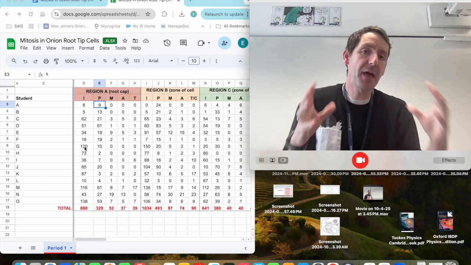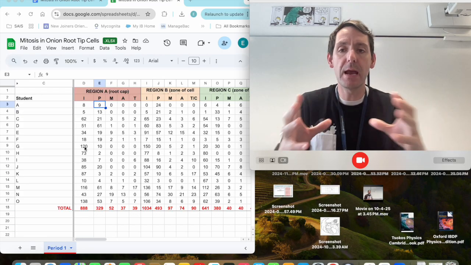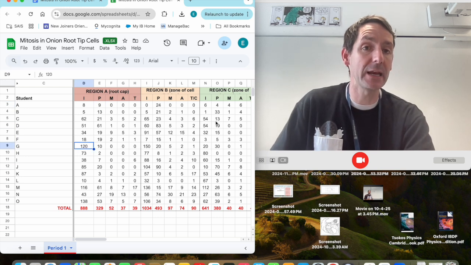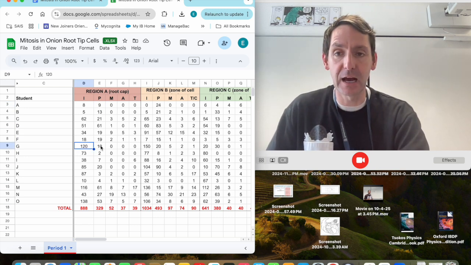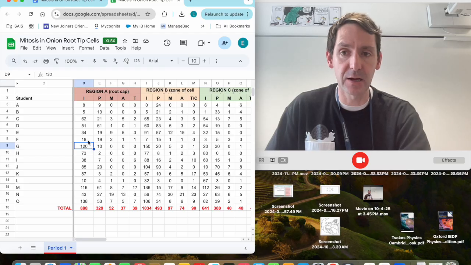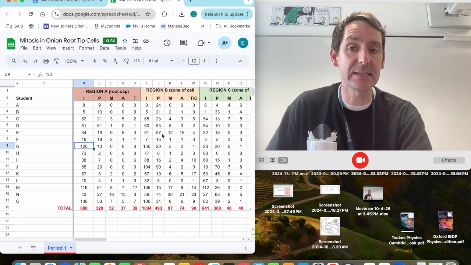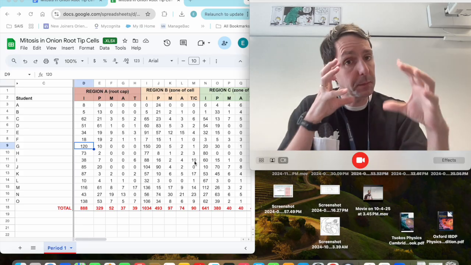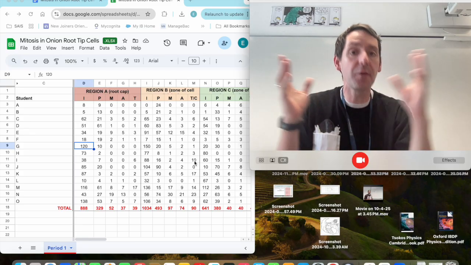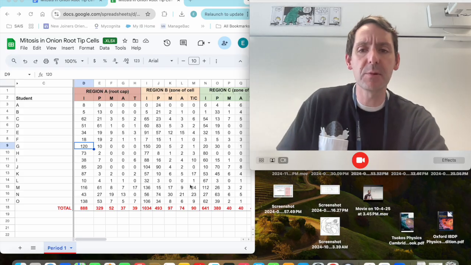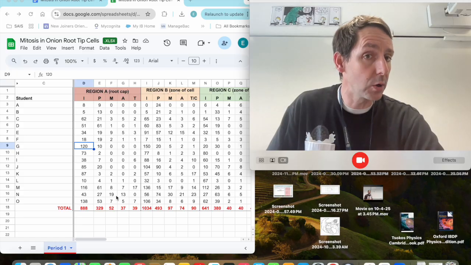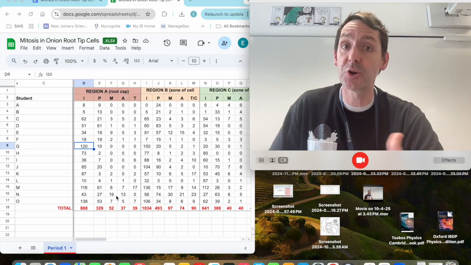perspective there. And if that's the case, then you may see more cells, like student G here, who counted 120 in root A and 120 in Interphase and 10 in Prophase. And so different students gathered different data from kind of different perspectives, and that's fine. All of this is going to come together, though some of those big ones are going to affect our data a little bit more than some of the small ones.